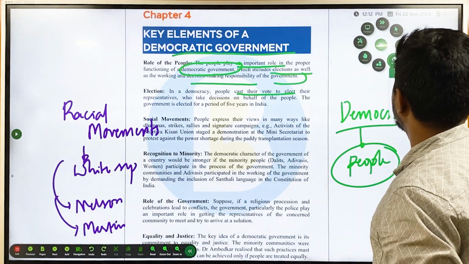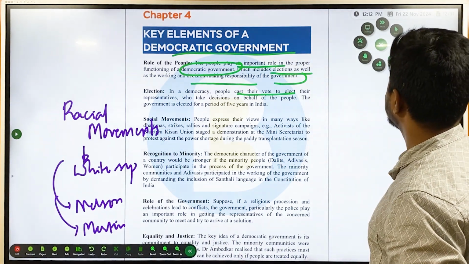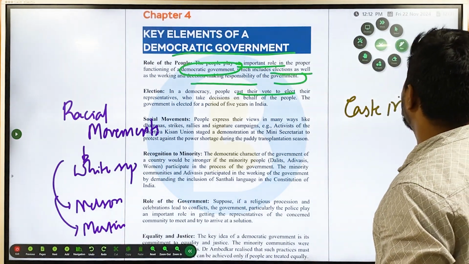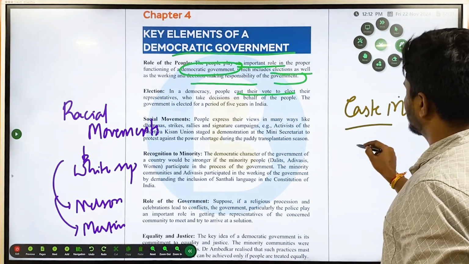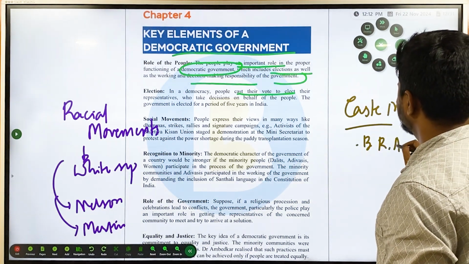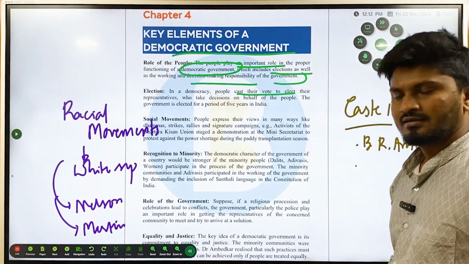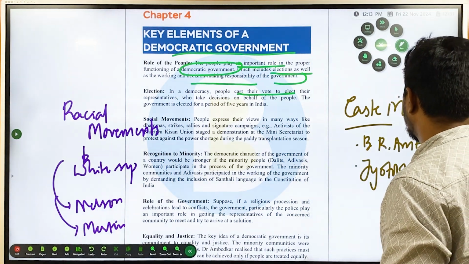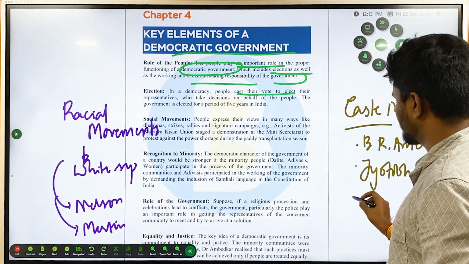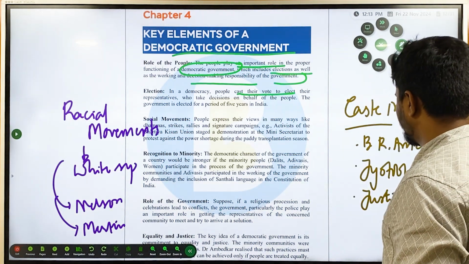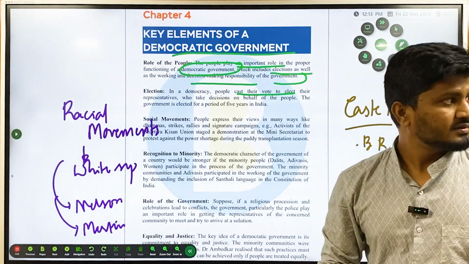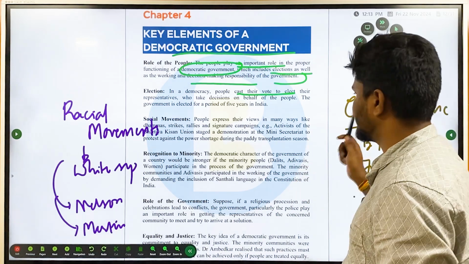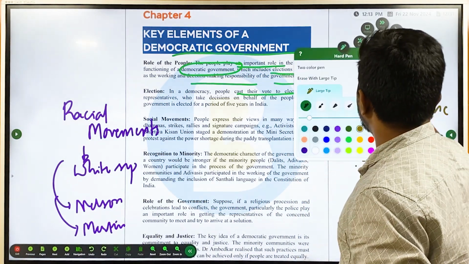What are the other such movements? We can also talk about caste movements. One of the major caste movement leaders is B.R. Ambedkar, and some others are Jyotiba Phule. And there are other movements, such as the justice movement in South India led by E.V. Ramaswamy Naikar. These are all social movements which fought for the rights of particular sections of society. And there are other things we can also talk about.